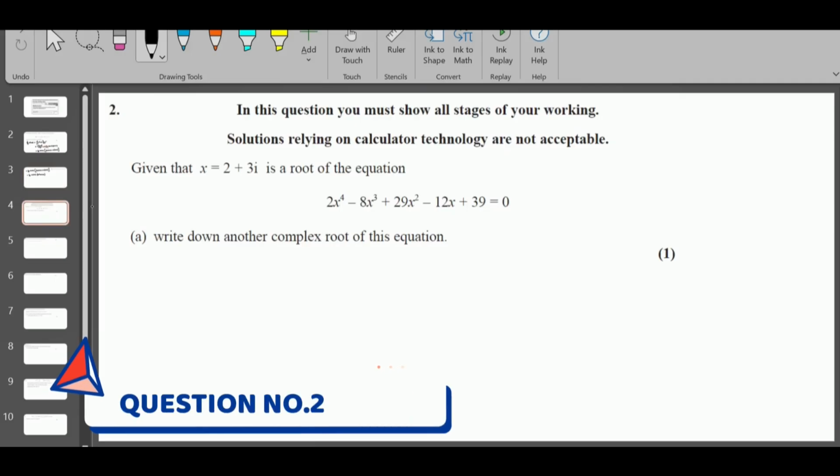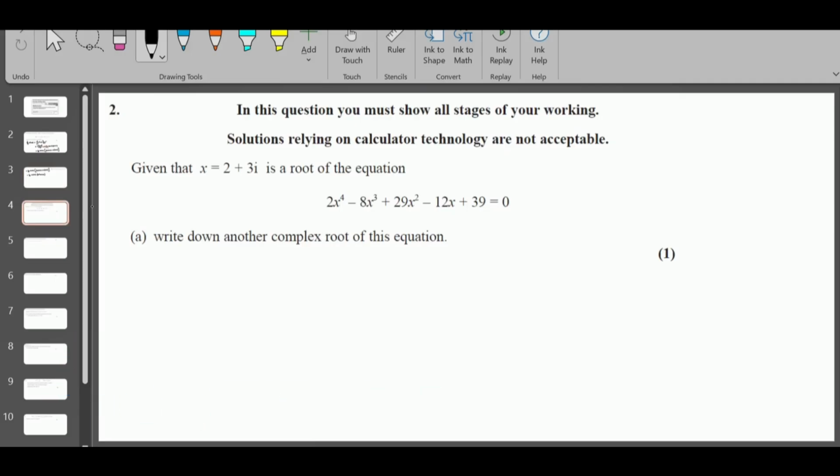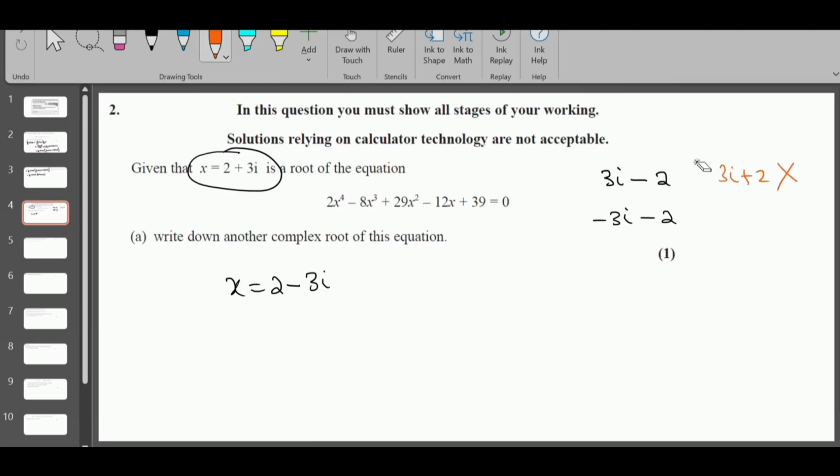Question number 2. Given that x is equal to 2 plus 3i is the root of this equation, write down another complex root. Whenever they ask you to find another complex root, take the complex conjugate of this. So x is equal to 2 minus 3i. Always remember, you need to change the sign of imaginary part. If it's given this way, the complex conjugate would be minus 3i minus 2. Don't write 3i plus 2, that's wrong. You need to change the sign of the imaginary part, not the real part. That's all, just a 1 mark question.